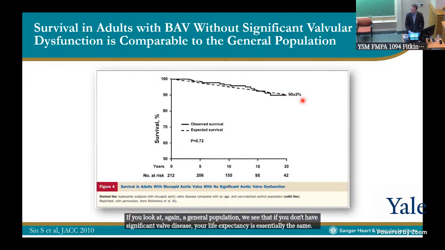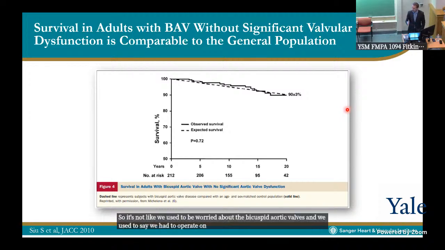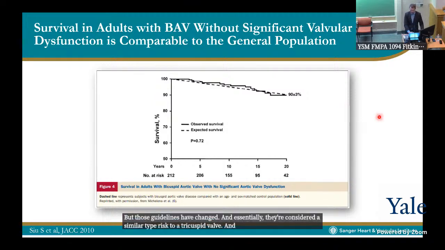So it's not like we used to be worried about the bicuspid aortic valves, and we used to say we had to operate on them earlier like we did with Marfan and we did with Loeys-Dietz, but those guidelines have changed. And essentially, they're considered a similar type of risk to a tricuspid valve, and the surgical guidelines reflect that.